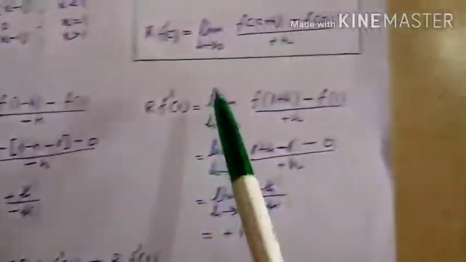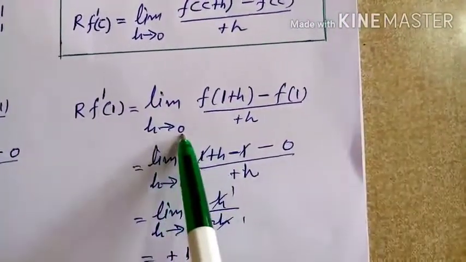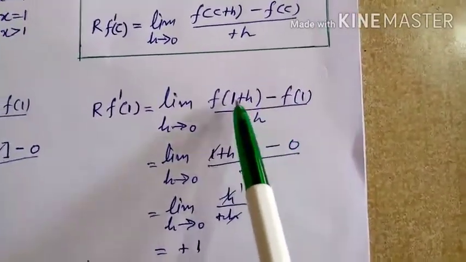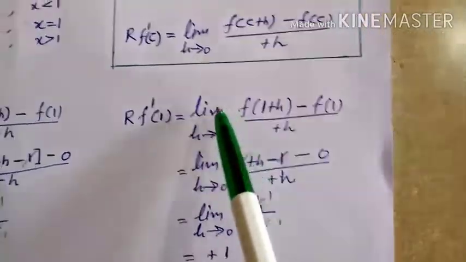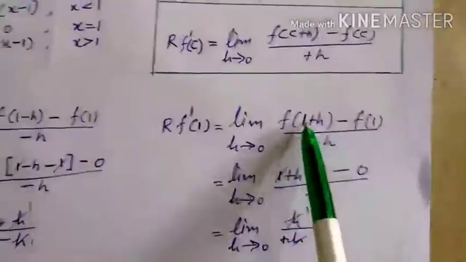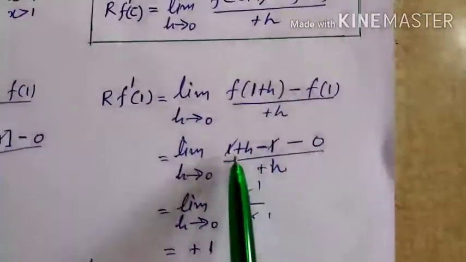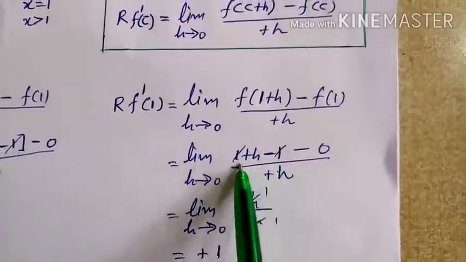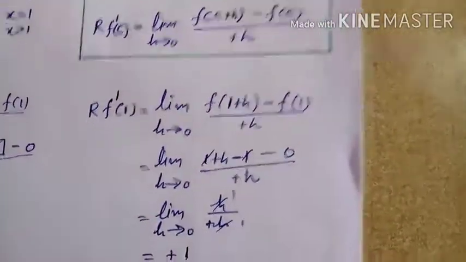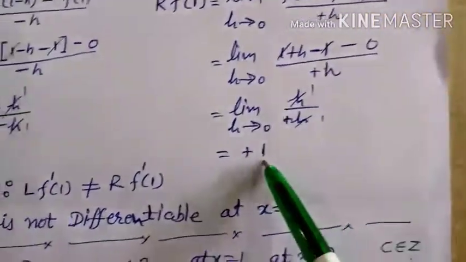Now the right hand derivative, it means in place of this c write 1. So limit h tending to 0, this is f of 1 plus h minus f of 1 upon h. 1 plus h means more than 1. Here the function is x minus 1, so in place of this x write 1 plus h, and minus 1 as it is. Here plus 1 and minus 1 cancel out, and f of 1 is already 0. So only h by h, h and h cancel out, only 1 remaining.